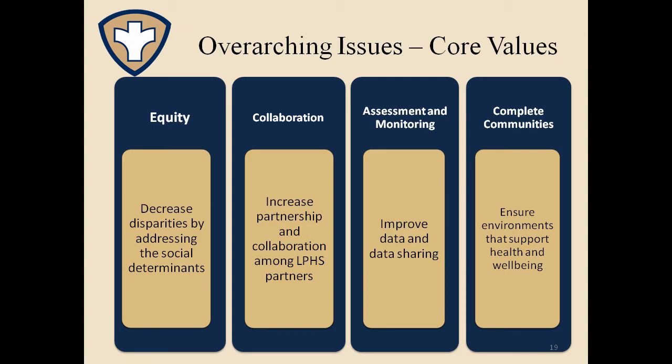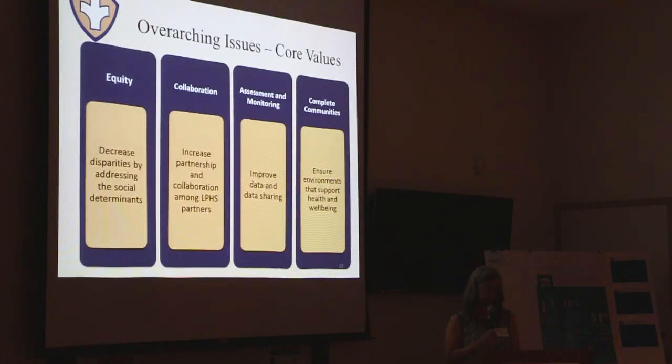I mentioned that there are also 4 overarching issues or core values that the steering committee identified as being important. They felt that these should be taken into consideration regardless of which priority issue is being addressed. These are health equity, or addressing disparity in health issues, increasing partnerships and collaboration among local public health system partners, meaning those of us in the room today as well as others, improving data sources and the monitoring and assessment of health issues, and incorporating the concept of complete communities or built environment into policies and interventions.